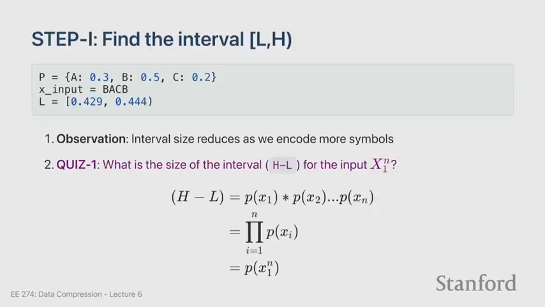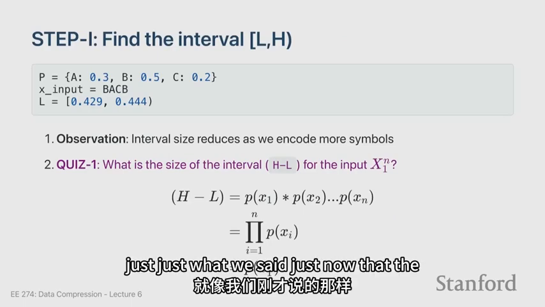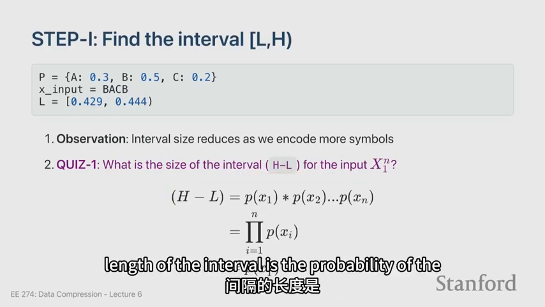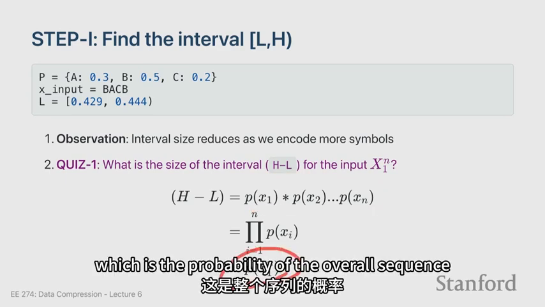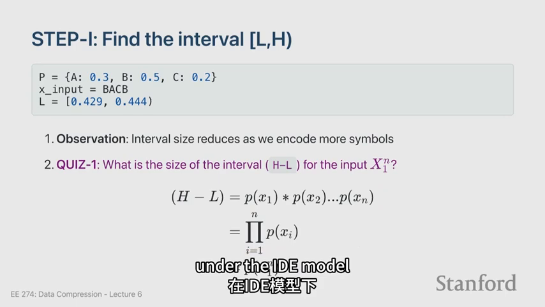Right, so just what we said now, the length of the interval is the product of the probabilities, which is the probability of the overall sequence under the IID model.